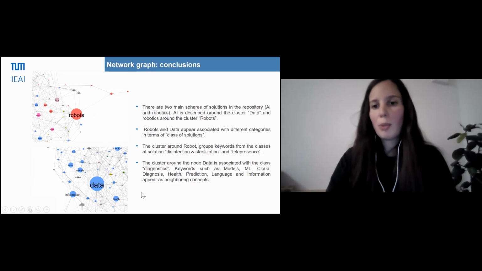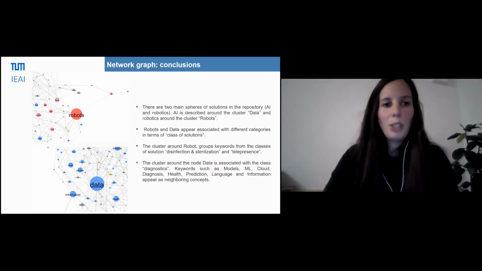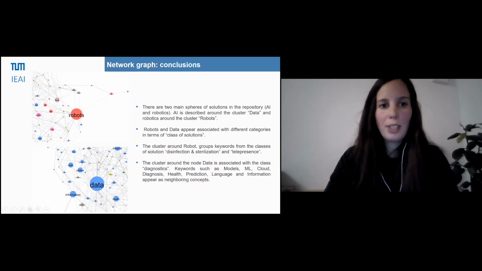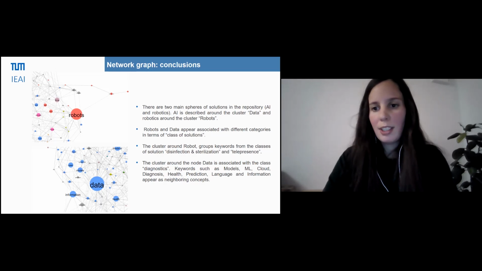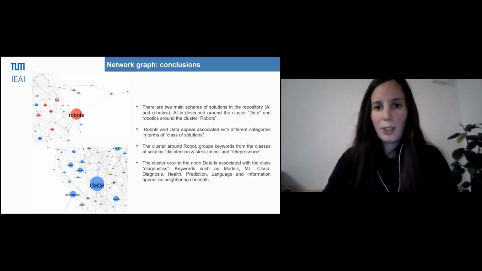So we know that the repository was looking at two specific topics. One was AI solutions and the other was robotics. And this was also mirrored in this analysis. So we find that there were two sort of clusters, one linking around robotics, which was specifically connected with a class of solution of disinfection and sterilization, and robots and robotics. So all the concepts around this word appear as quite some high occurrence. So we see that the bubble robots is quite present and evident. And the second cluster is around AI that we defined with data and other neighboring concepts such as models, machine learning, and prediction, and so on. So these keywords appear linked in a cluster and define the second big topic for the repository, which is AI.